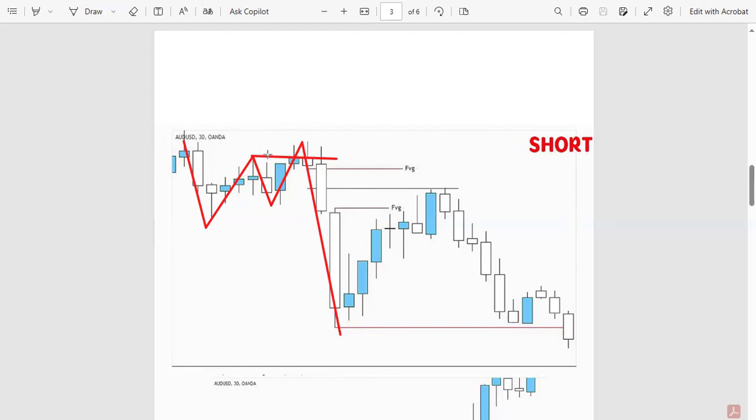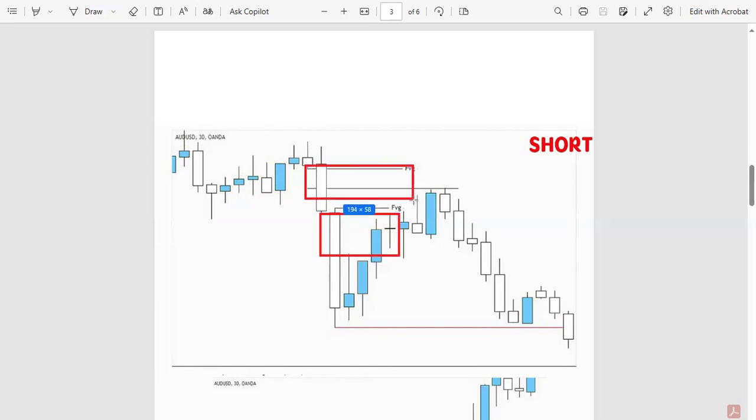After that buy side liquidity sweep, you can see the formation of these two fair value gaps. The first one was this one here, the lower one, and also we had this one. Two fair value gaps close to each other. Now you may ask yourself, which one am I going to use as my entry point?